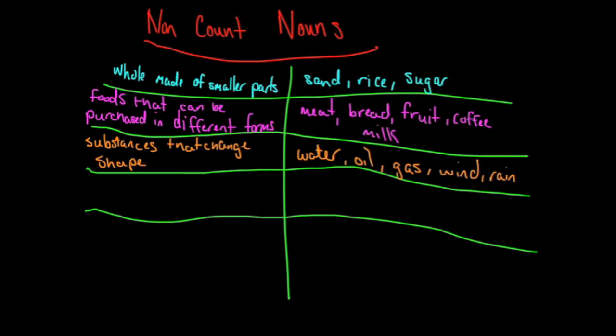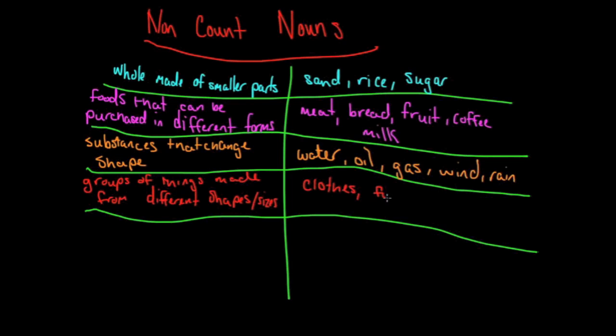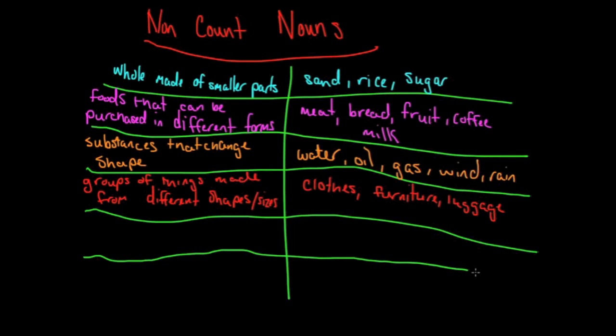Our fourth category now, there's 7 categories in total. So our fourth category is going to be groups of things that have different shapes and sizes. The most common one for this is clothes. Also furniture. We can talk about luggage as well. So, for example, clothes has many different shapes and sizes, like pants, shirts, socks. But we talk about them as a whole as clothes, and when we talk about them as a whole, they're uncountable.